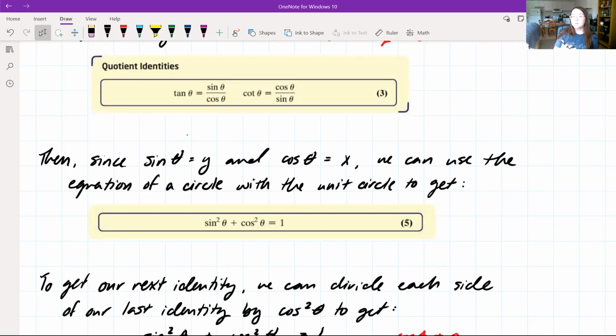Since we do use our trigonometric functions with our unit circle, we are allowed to have this identity, which gives us that sine squared theta plus cosine squared theta is equal to 1, or any combination of this. So this could be sine squared of theta is equal to 1 minus cosine squared of theta, or cosine squared of theta is equal to 1 minus sine squared of theta. You can rearrange it as well.